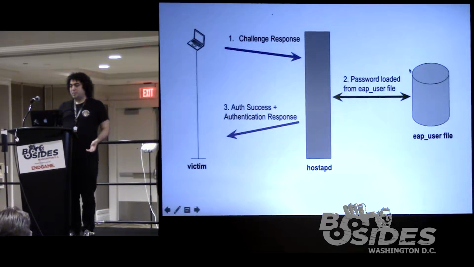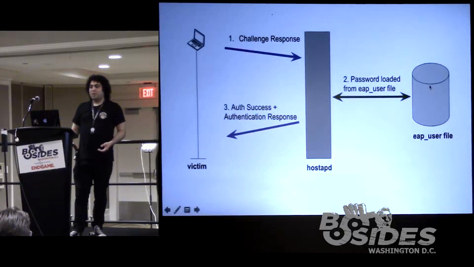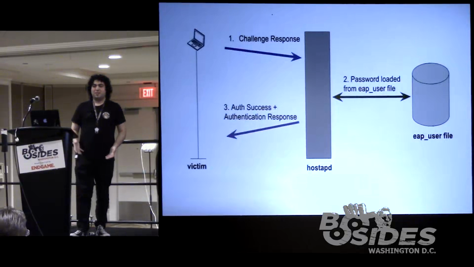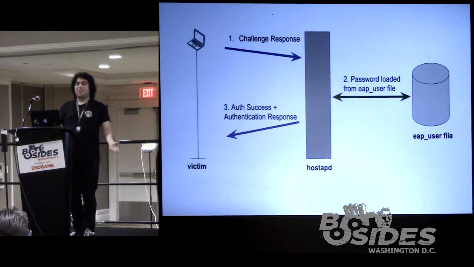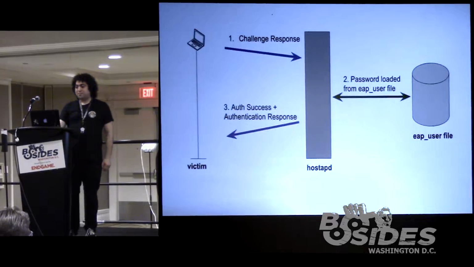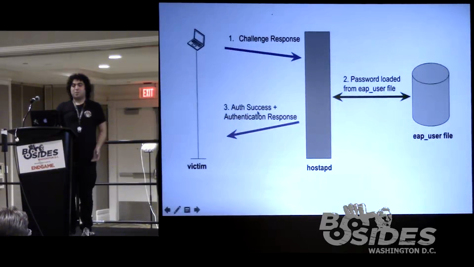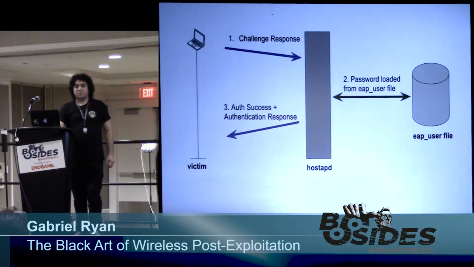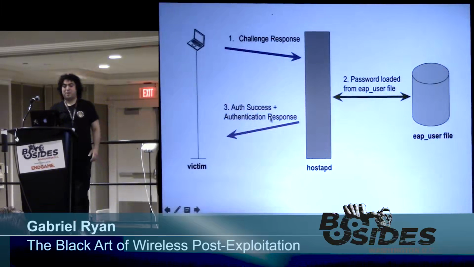Hostapd at that point is going to attempt to load the victim's password from this thing called the EAP user file. The EAP user file is essentially a primitive database that's implemented using a text file that has information about different users and how they can authenticate and what their passwords are, etc. So it's going to attempt to load that password. And then from there, it's going to use that password to construct an authentication response that is sent along with the authentication success message to the victim. Of course, if you don't already have the user's password or password hash, or NT password hash, I should say, you're not going to be able to accurately construct this authentication response. So this part of the process is going to fail, and the authentication attempt is going to fail.